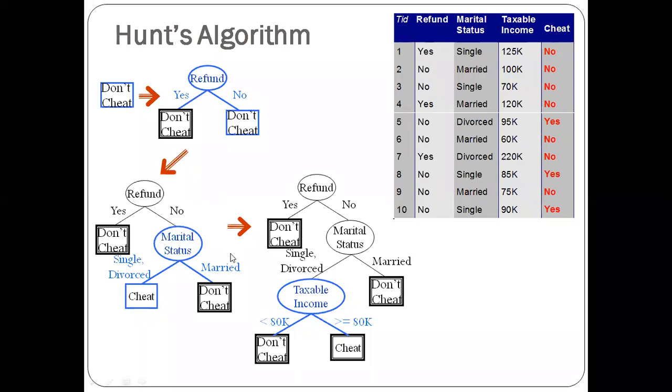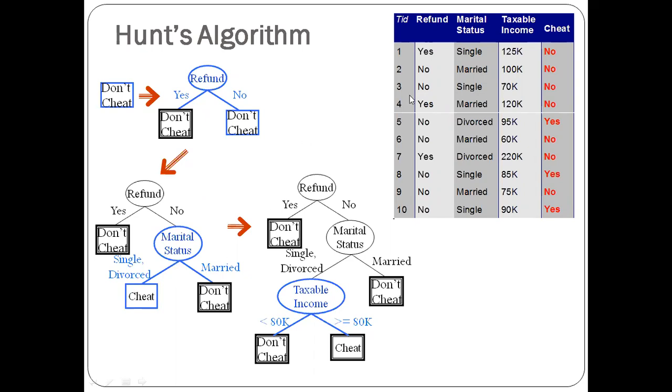Marital status we have chosen. For the people who have not done the refund, that is refund is no, and marital status is single and divorced, we need to consider the refund as no and then the marital status as single. If you observe here, single and divorced, we have got no, and then here also no, and then single. For them the class label is yes, that is they have cheated.